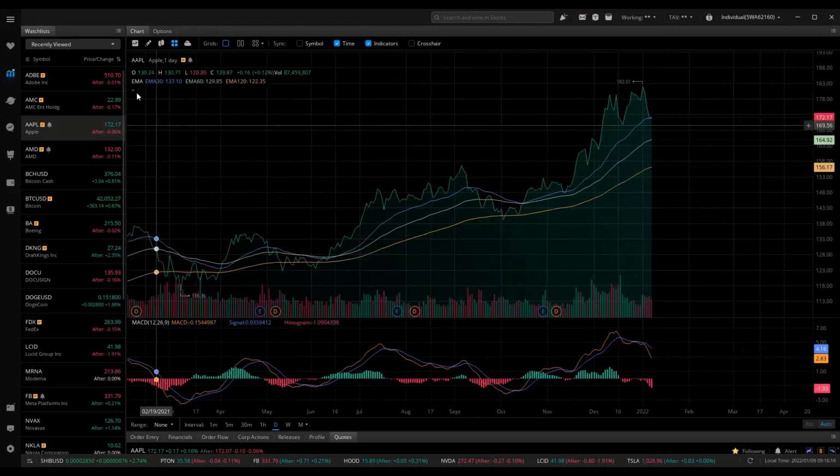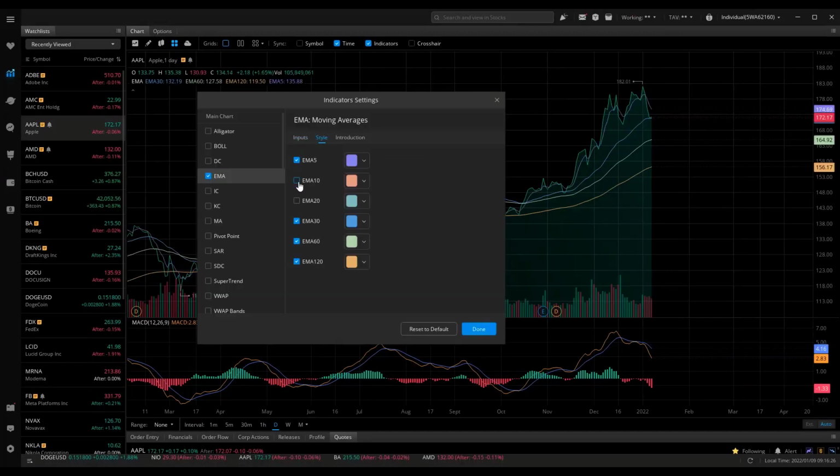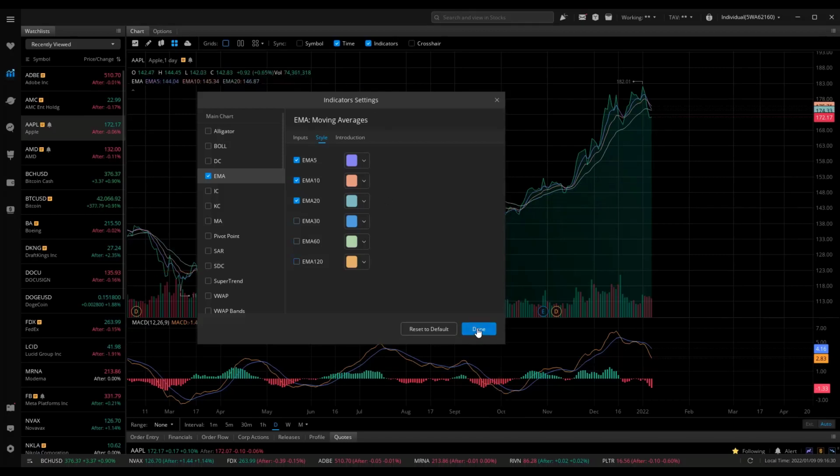And so let's go back to the settings here. We'll change that back really quick. But you can also change the colors as well to your preference. Now the subcharts, you can select up to 6.